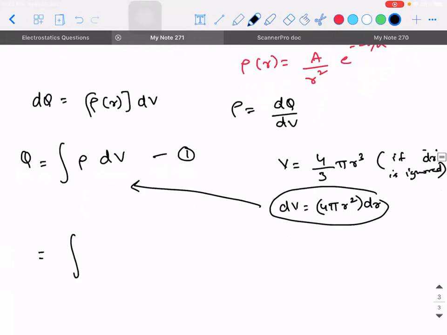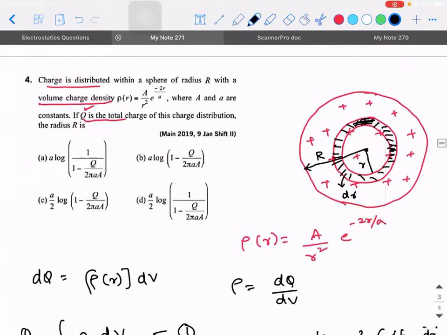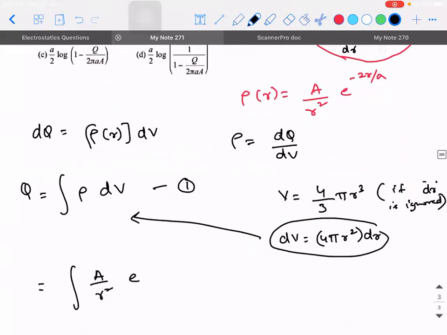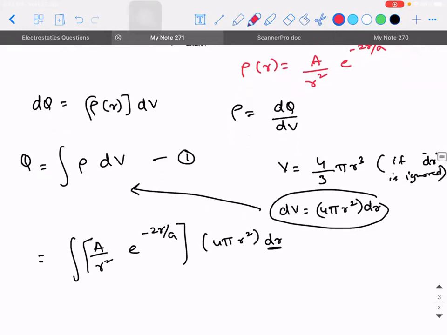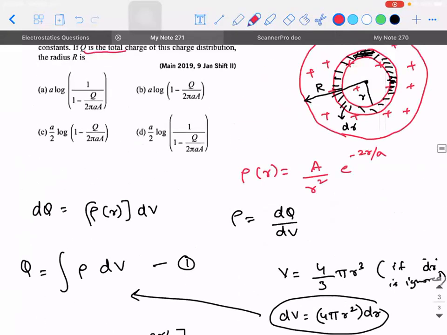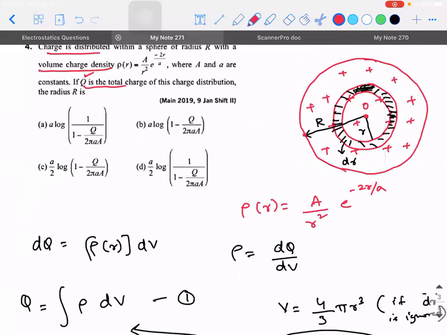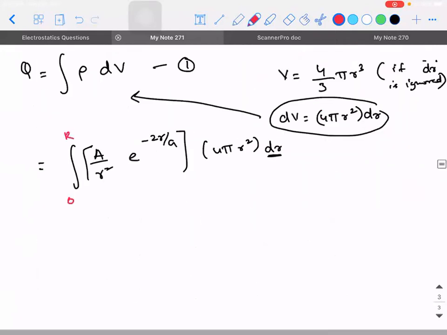So what is the value of rho? Capital A by r square into e power minus 2r divided by a, into 4 pi r square dr. And here, what is the variable? Small r. Yes, it is small r because you're integrating with respect to r. So small r is varying from where to where? From the center, it is 0, till the tip, it is capital R. So can I write it as 0 to capital R?